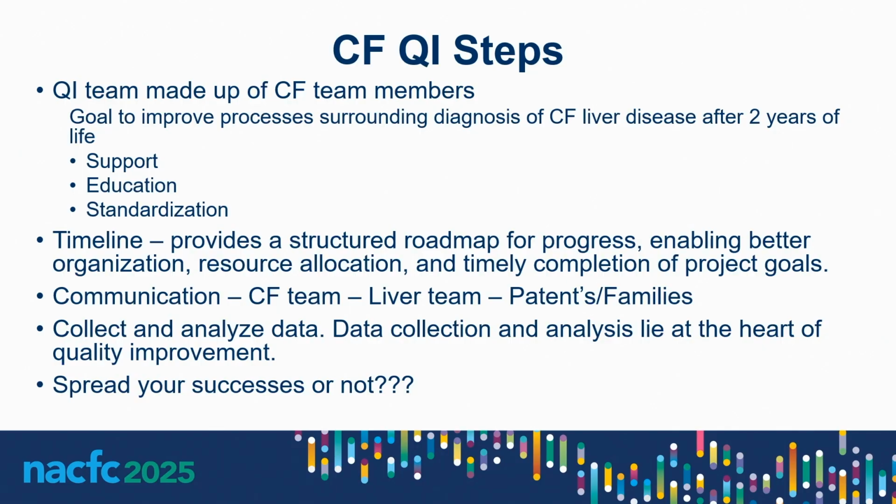So it involves support, education, standardization of a process, a flow, a timeline providing a structured roadmap for progress, enabling better organization and resource allocation, and timely completion of the project goals. Communication: in this project, you really had to communicate with all the team members, so the CF team, liver team, patients, and families. Collect and analyze the data. Data collection and analysis lie at the heart of quality improvement, and we developed a spreadsheet, a dashboard, and spread the successes or not.